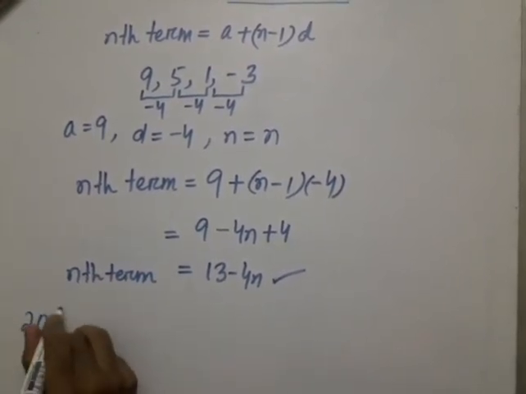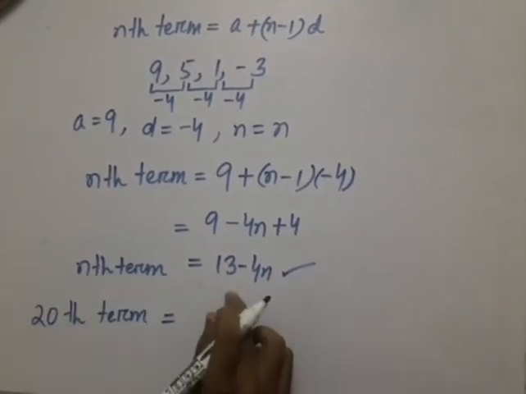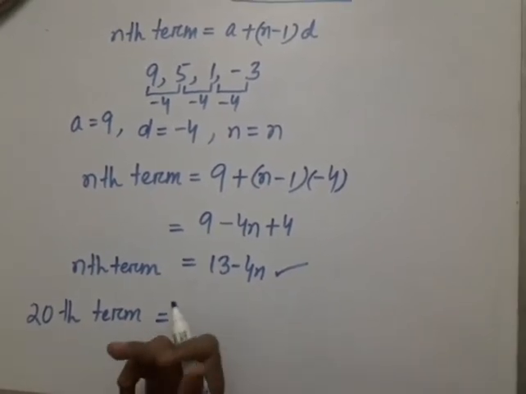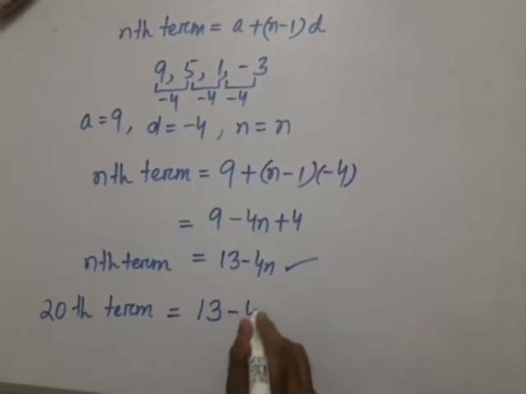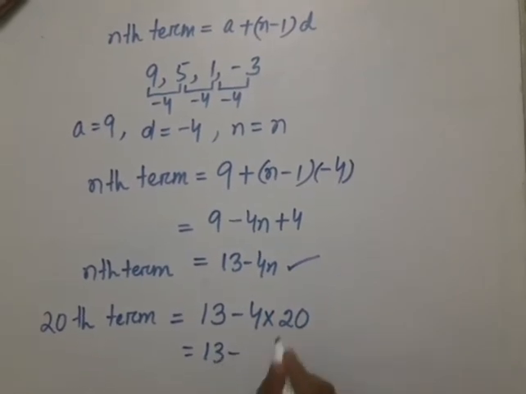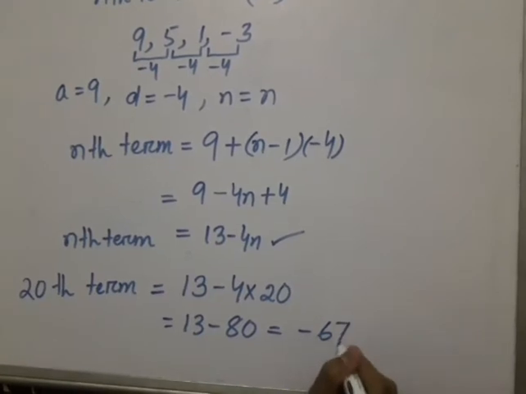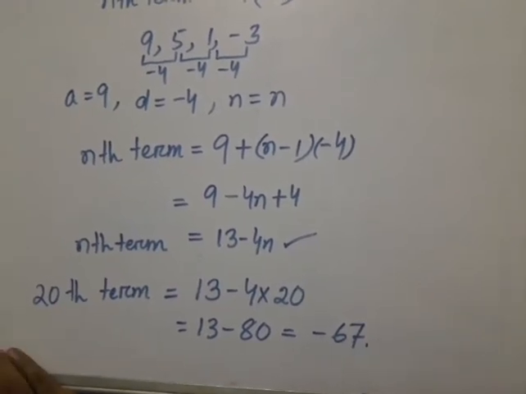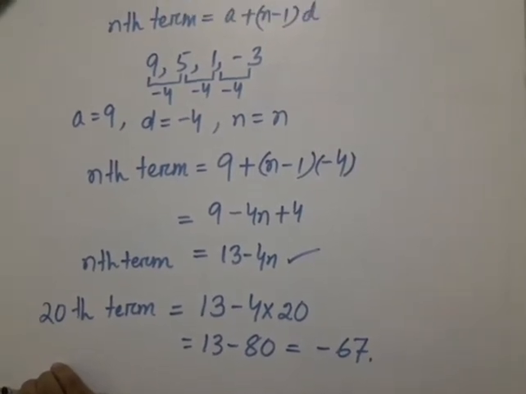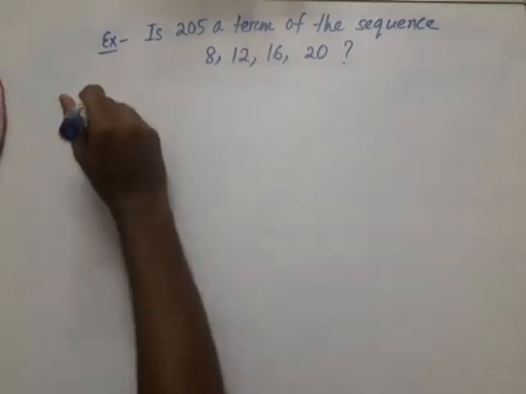Now we have to find the 20th term. Okay, now since we know the nth term, in place of n we have to put 20, then we will get the 20th term. So 13 minus 4 times 20 is equals to 13 minus 80, since 4 times 20 is 80, and 13 minus 80 is minus 67. Okay, so you will get simple problems like these in your exams. You have to calculate it. So let's do another variety of questions.